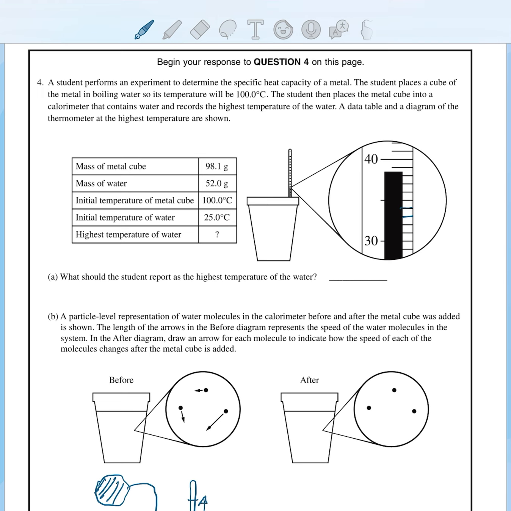What is the highest temperature of the water? This question's not too difficult. All we have to do is look at the calibration of our thermometer and the intervals. I see that 30 is here, and each tick mark is 1 degree Celsius. So 31, 32, 33, 34, 35, 36, 37, 38. The temperature is between 38 and 39, so it's going to be 38.5 degrees Celsius.